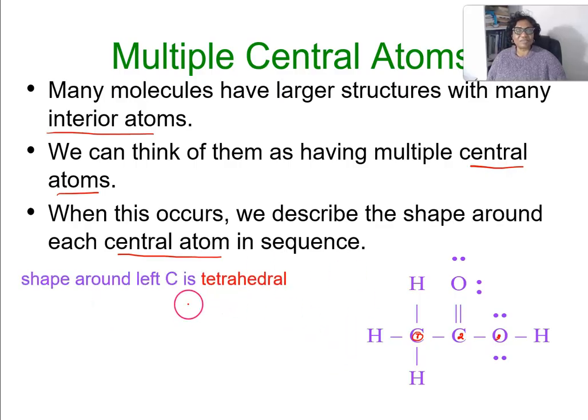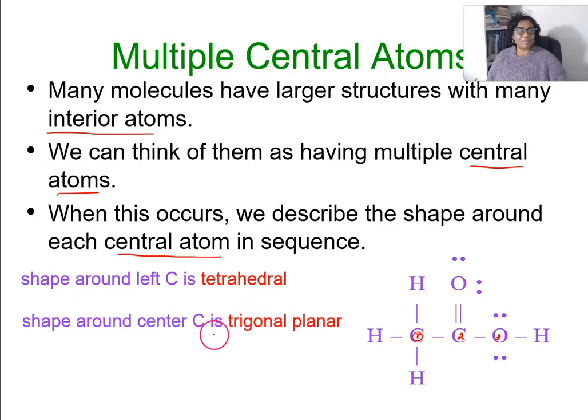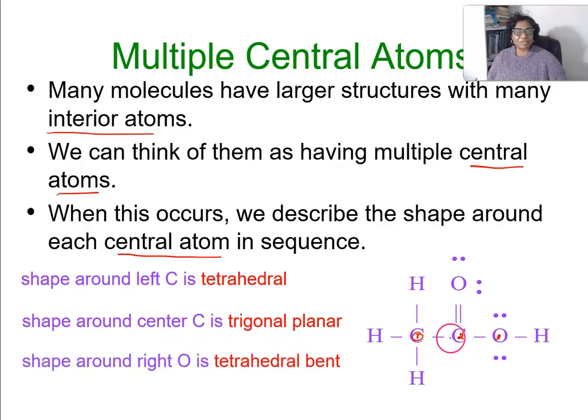Shape around C, tetrahedral. Shape around C1, we'll call it C1. This is C1, tetrahedral. Shape around C2, trigonal planar. Shape around oxygen, tetrahedral bent.